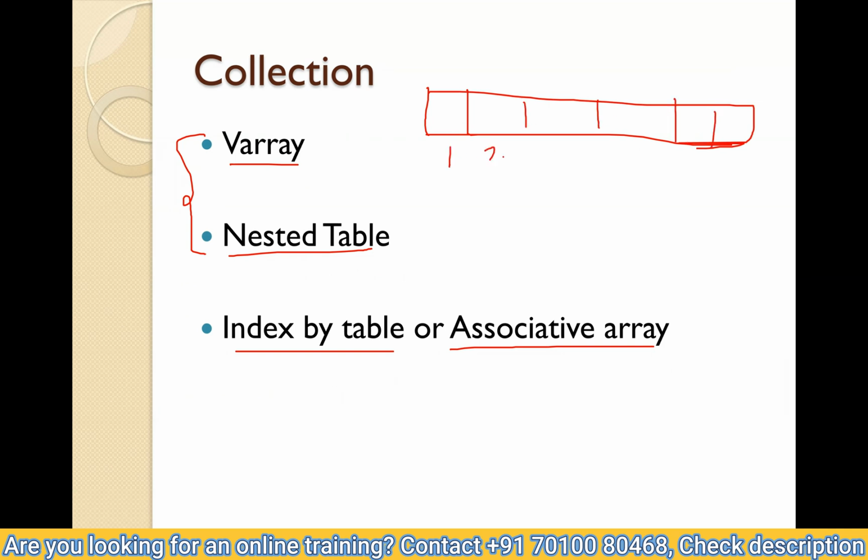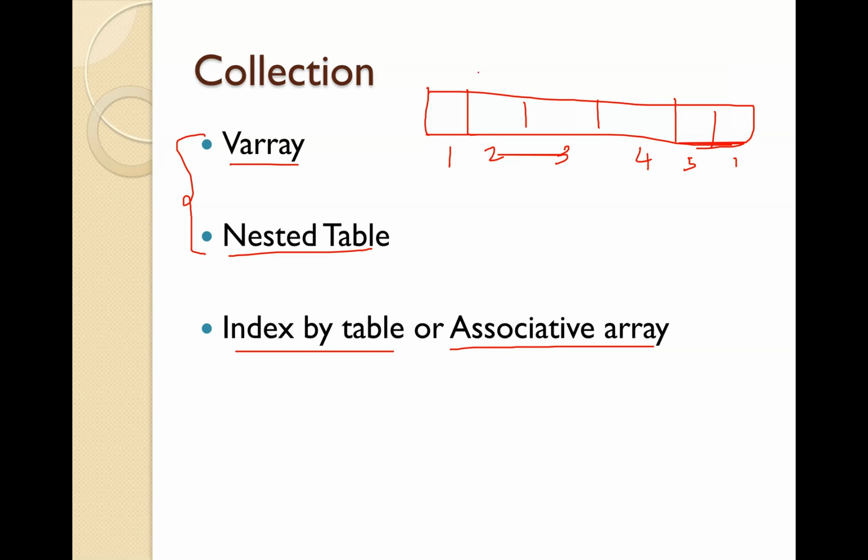Okay, this is 1, 2, 3, 4, and 5. 1 is nothing but a door number. 2 is nothing but street name. 3 is nothing but it. This way, if it is storing the value, then this index will be created and maintained by Oracle. So we are not going to maintain it. This index will be maintained by Oracle.